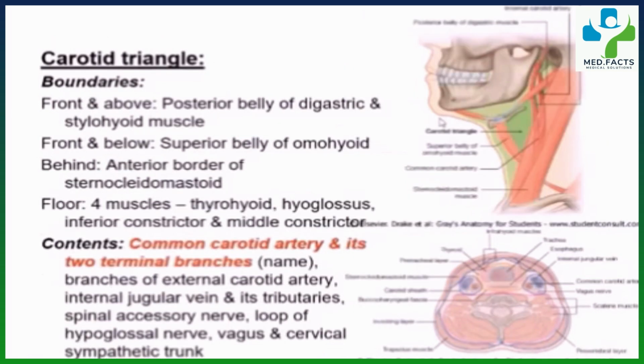The second triangle, which is, as I said, one of the most important triangles, is called the carotid triangle. This is the carotid triangle. So the boundaries, before we go to the contents, we'll study the boundaries. What are the boundaries? Front and below, we have already studied this muscle. This muscle is called the superior belly of the omohyoid. Then we have above, superiorly, front and above.